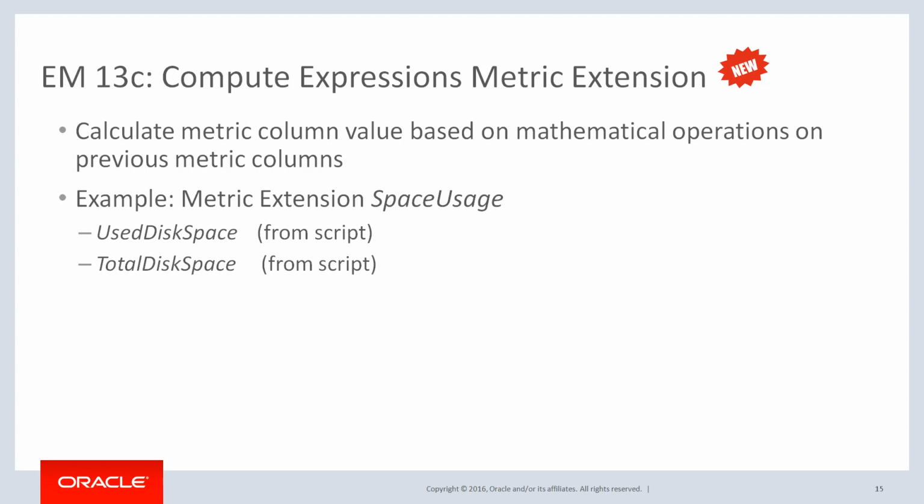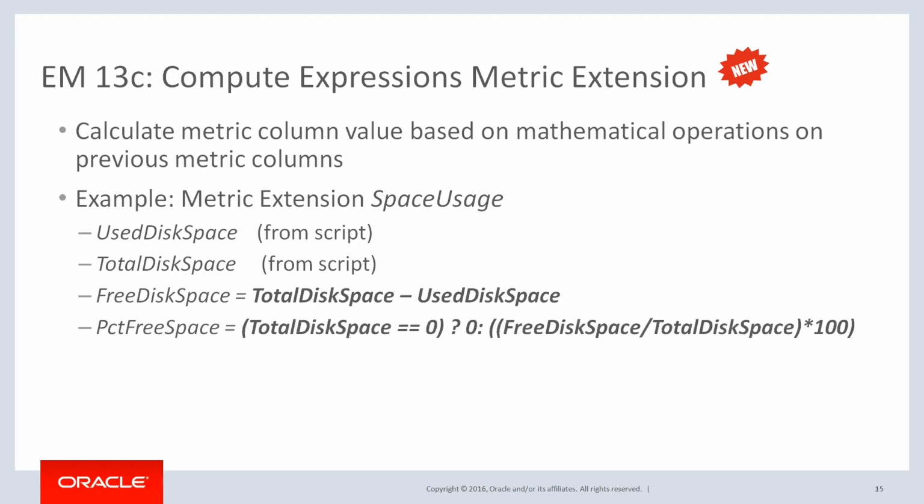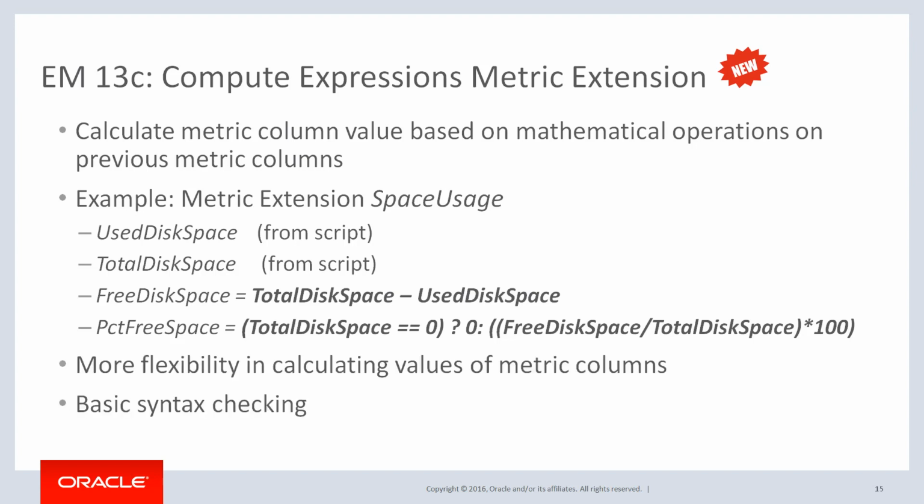To get this value, first we use a script to get the used disk space and total disk space. Then we get the free disk space by subtracting used disk space from total disk space. Finally, we divide free disk space by total disk space and multiply that by 100 to get the percentage free space. This feature extends metric extensions capabilities further by allowing users to compute values within the metric extension itself.